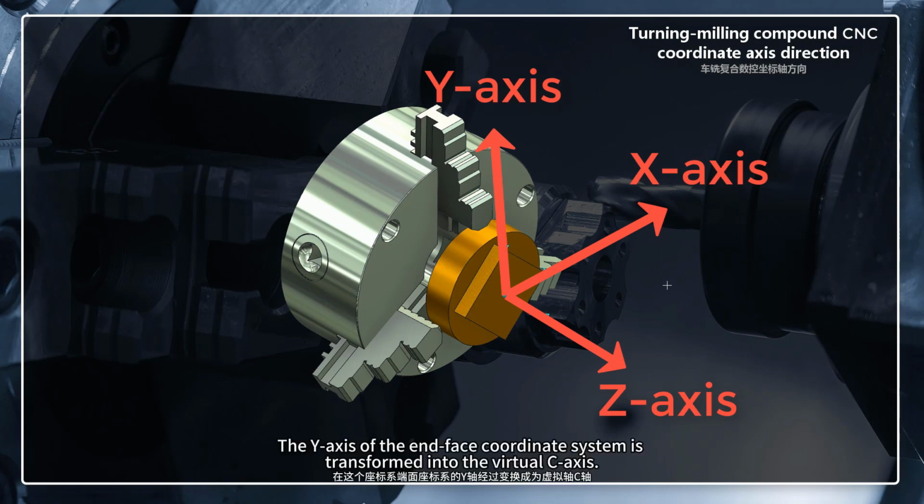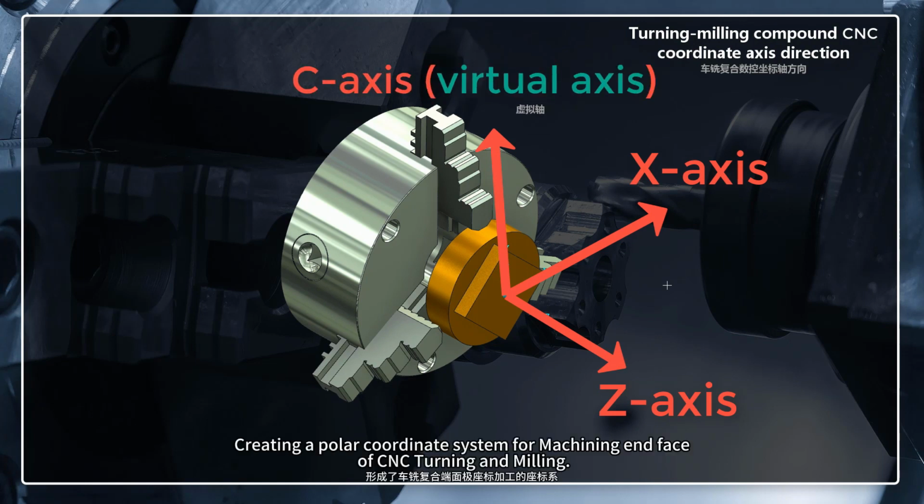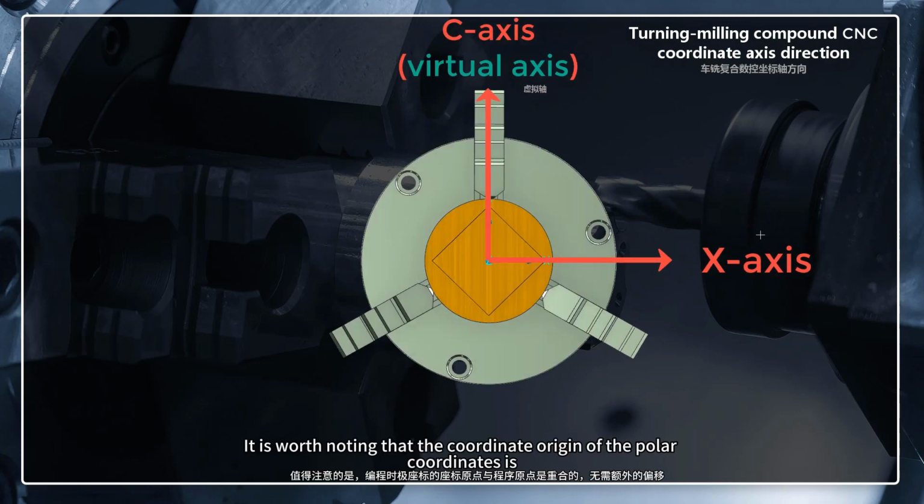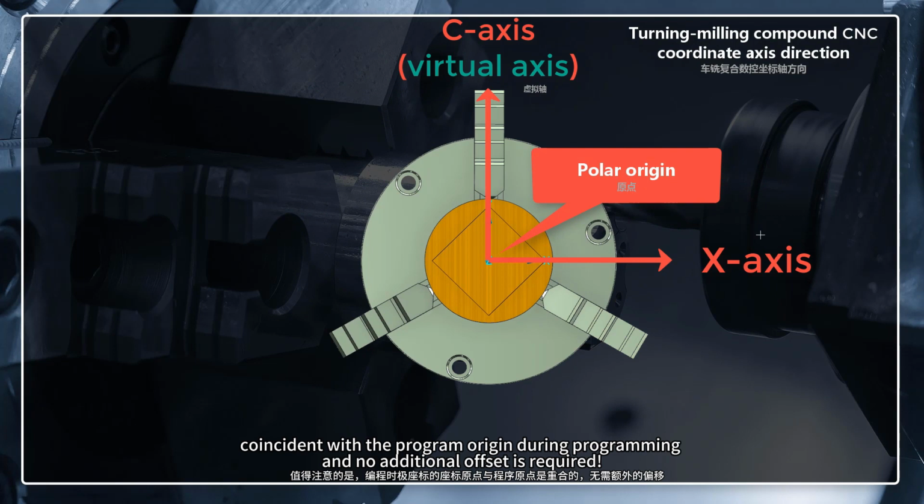The Y-axis of the end-face coordinate system is transformed into the virtual C-axis, creating a polar coordinate system for machining the end-face of CNC turning and milling. It is worth noting that the coordinate origin of the polar coordinates is coincident with the program origin during programming, and no additional offset is required.